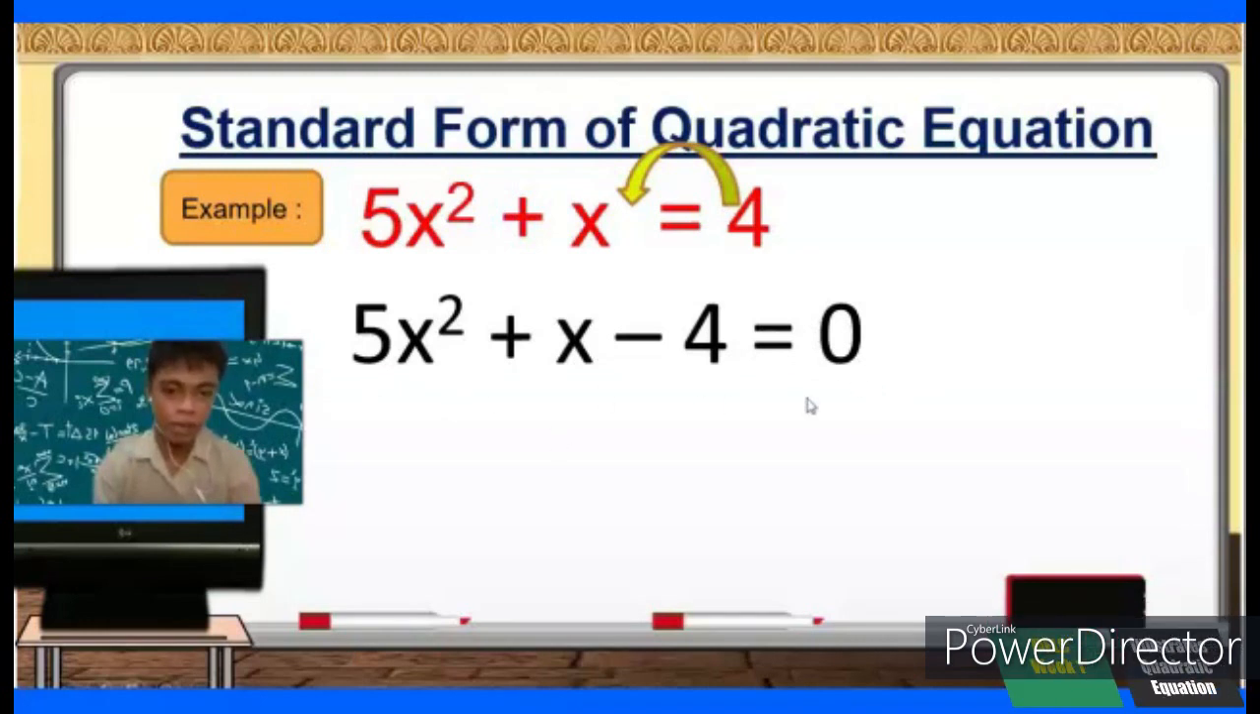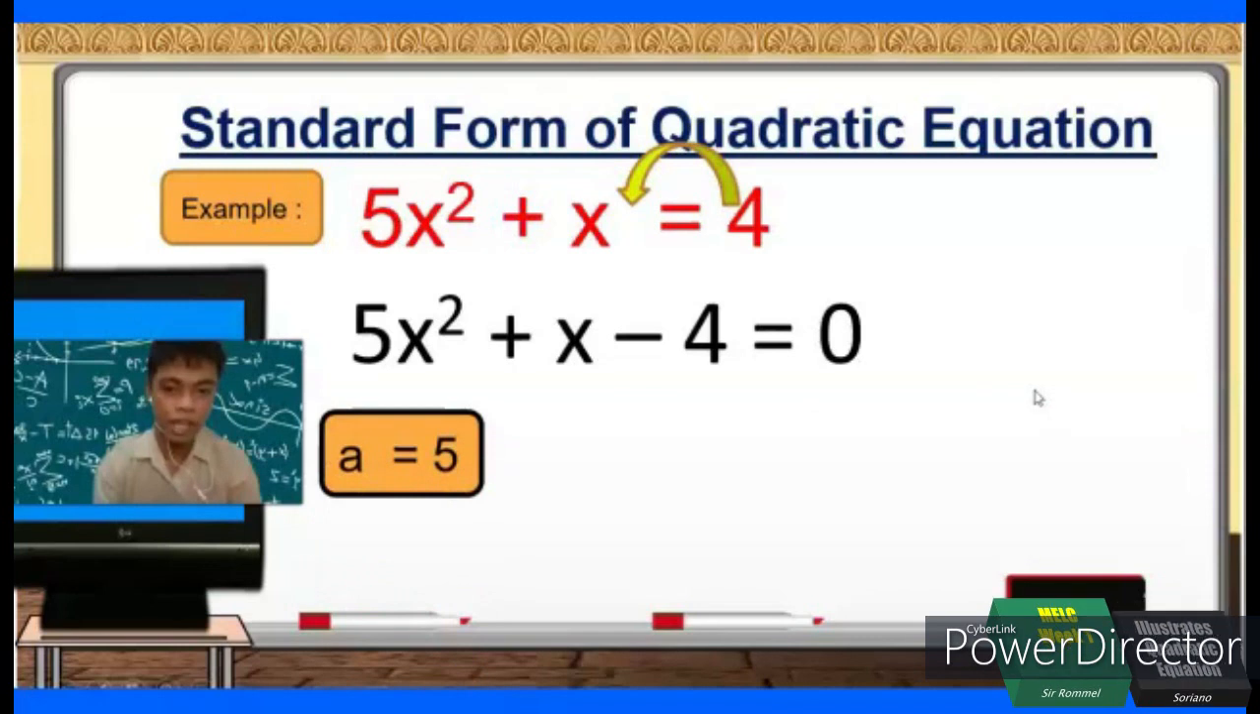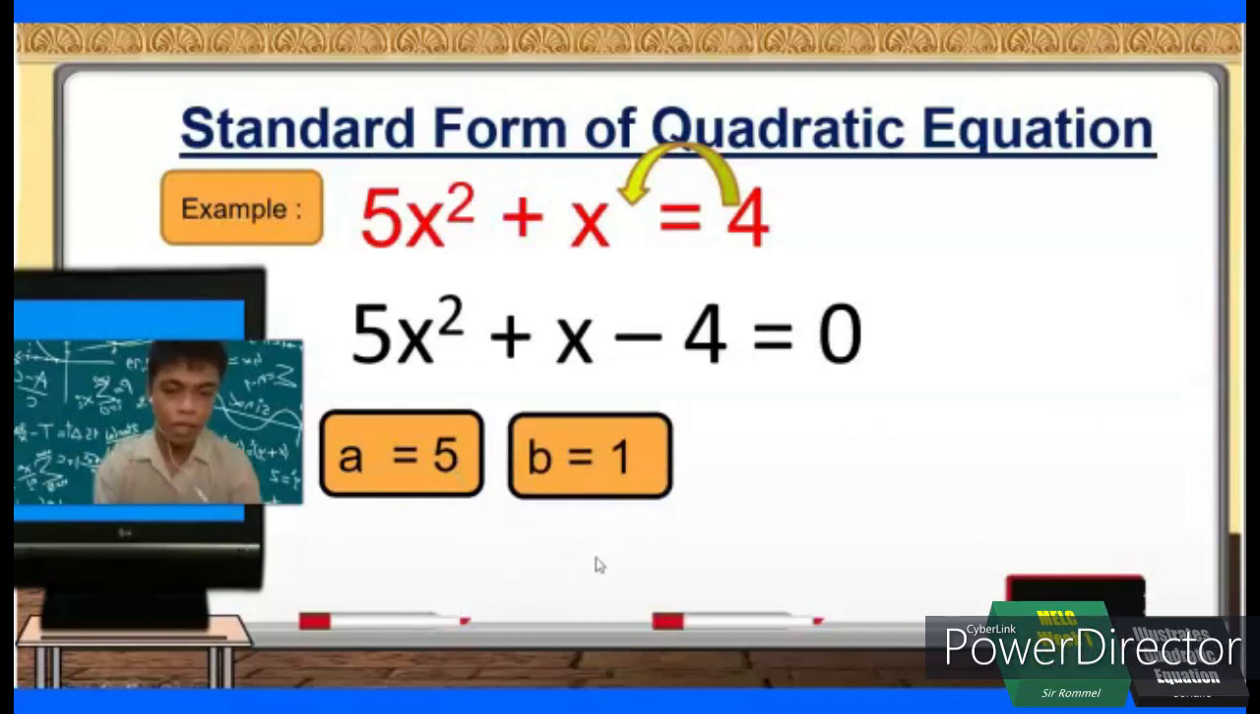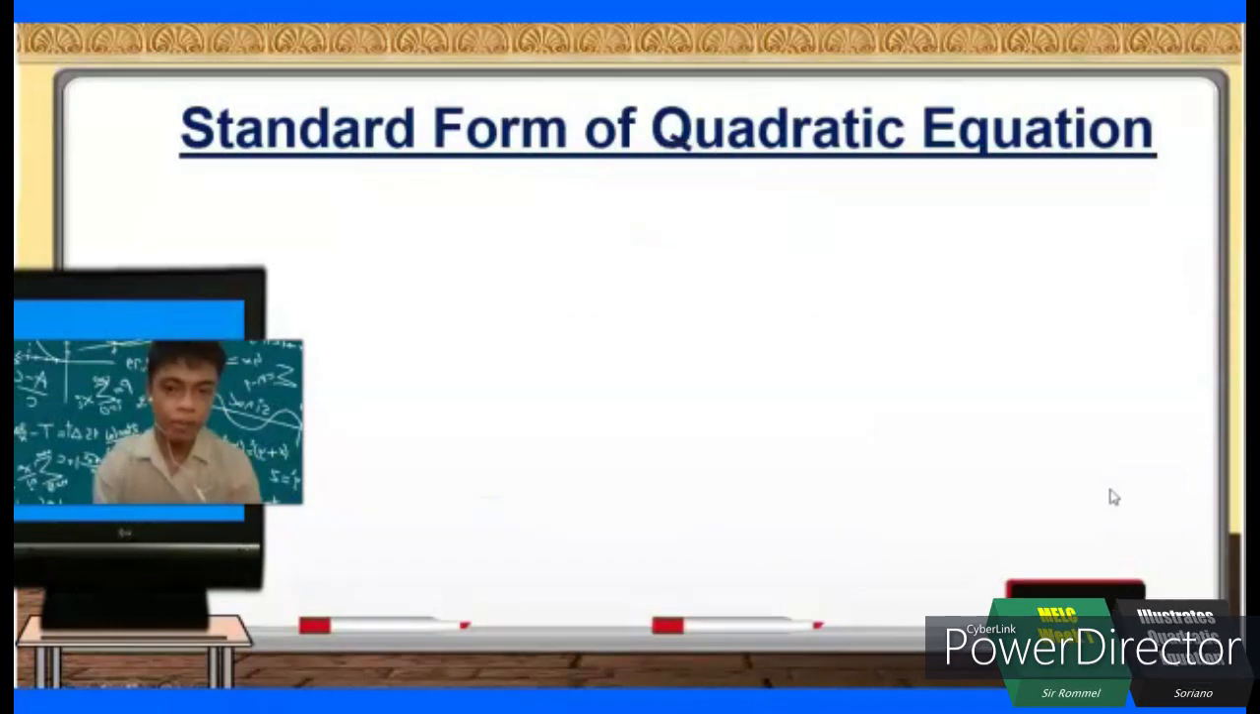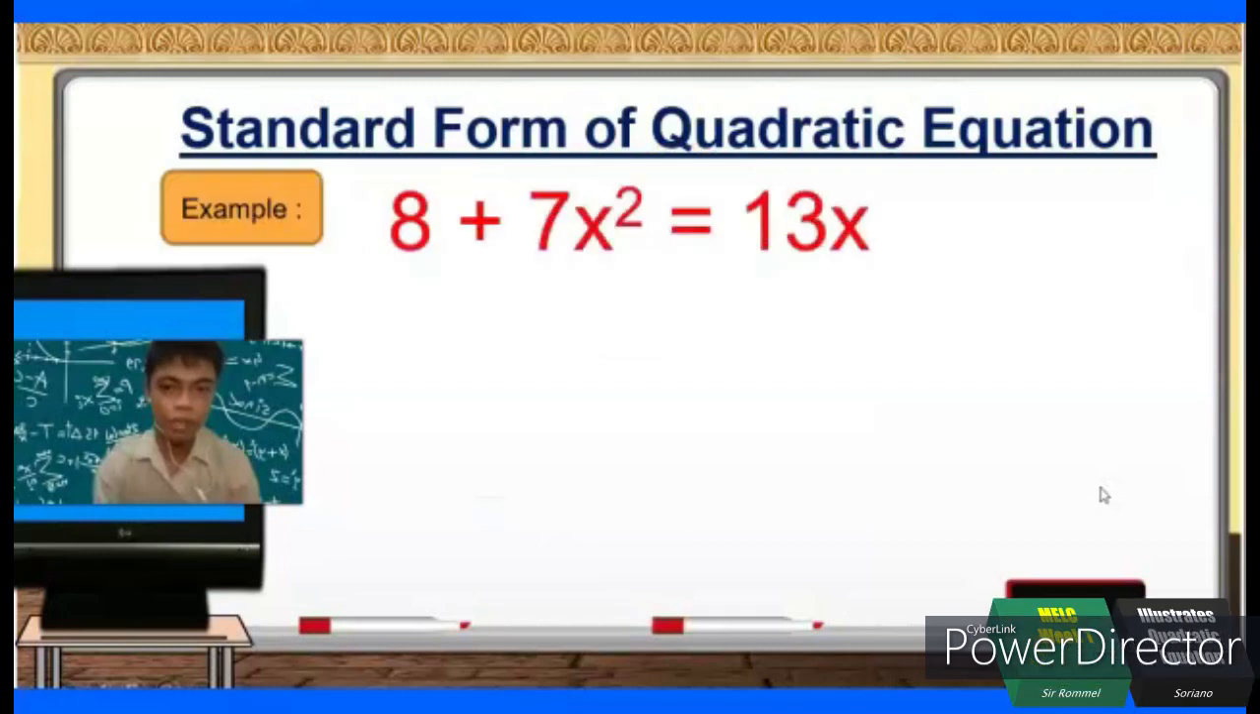The standard form na ba ito? Okay, yes. So, identify natin ang A, B, and C. So, ang value ng A ay 5. The value of B is equal to 1. And the value of C is equal to negative 4. Next example. 8 plus 7x squared is equal to 13x.